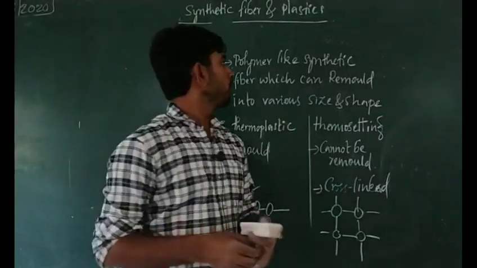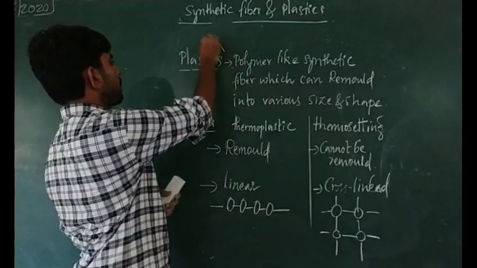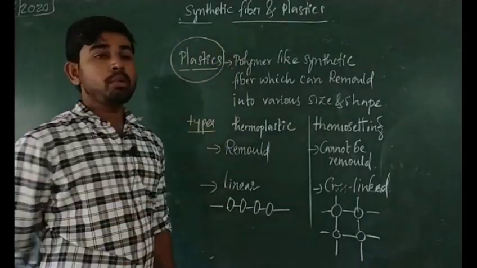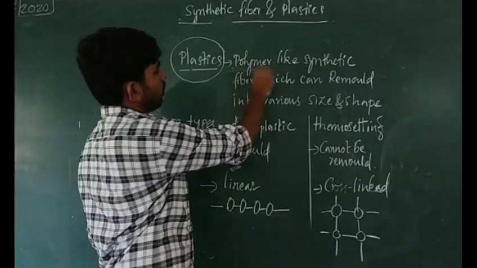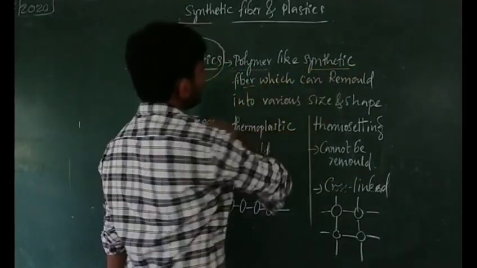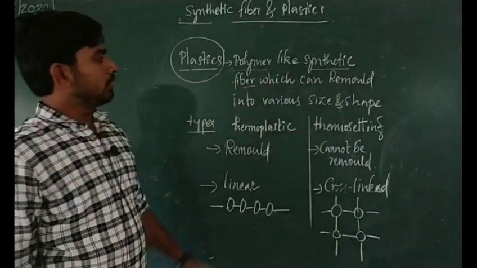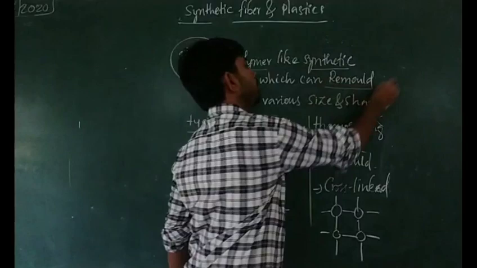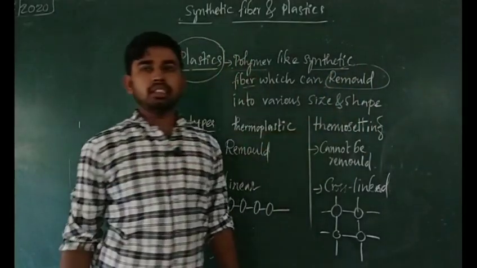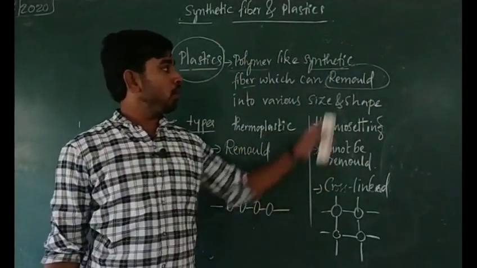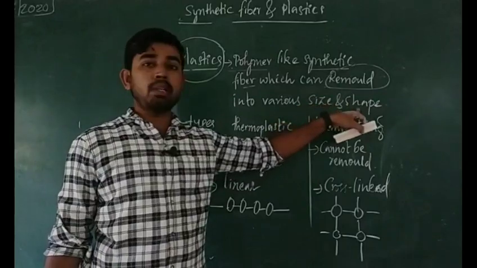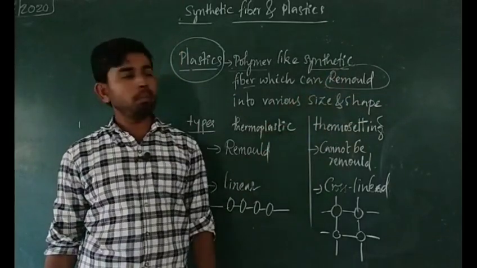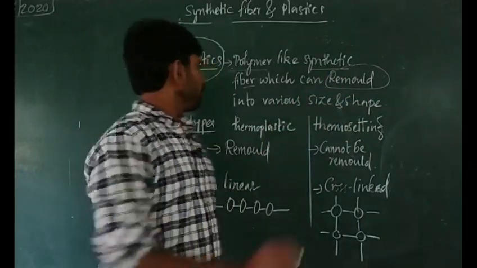Now we are going to discuss the next concept called plastic. So what do you mean by plastic? Actually, it is also a polymer like synthetic fiber, which can be remolded. It means we can melt them and remold them into various sizes and shapes, even various colors also. That is nothing but plastic.